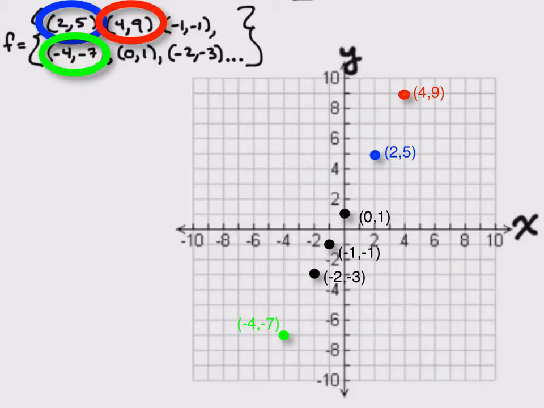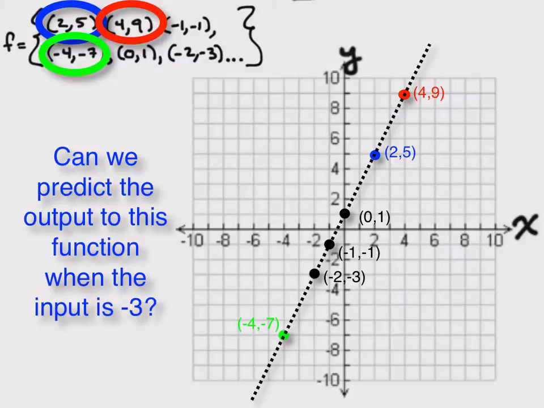So now that we've graphed these 6 input-output pairs, it appears that they make a pattern. All of these input-output pairs lie on a line. So let's go ahead and connect them with a line. And now that we've done that, this allows us to make a pretty good prediction of what the output will be when the input is -3. It appears that the output should be about -5.